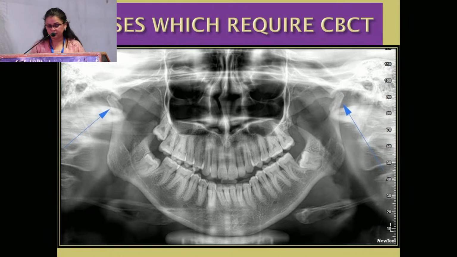You have this OPG where the patient was completely asymptomatic, but I just saw the condyles.